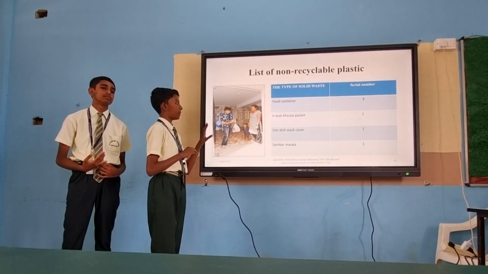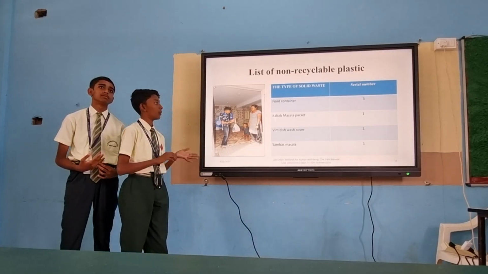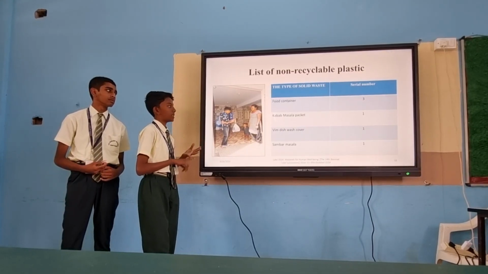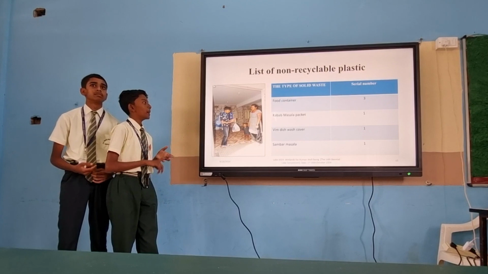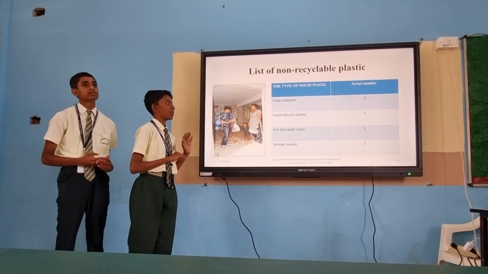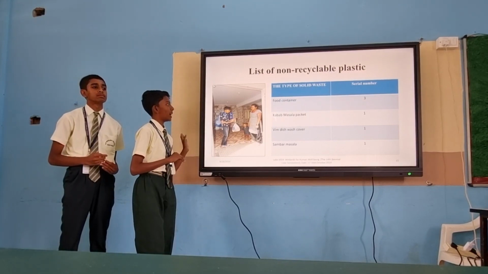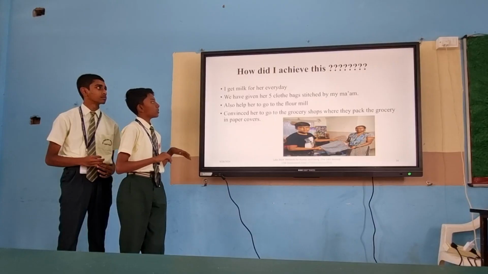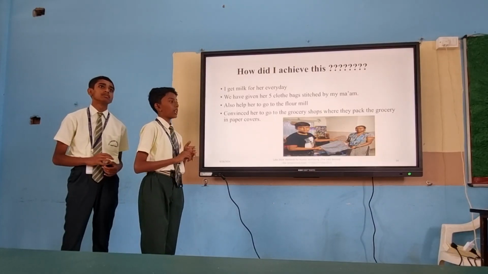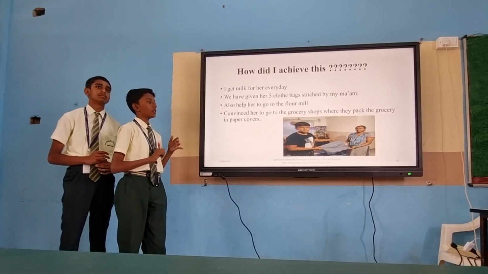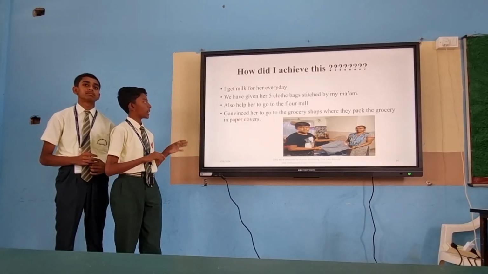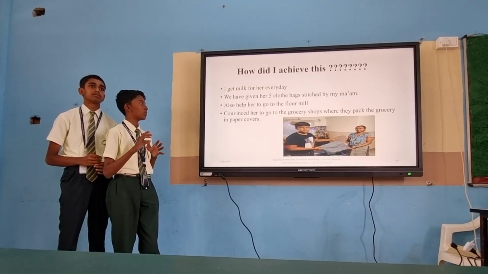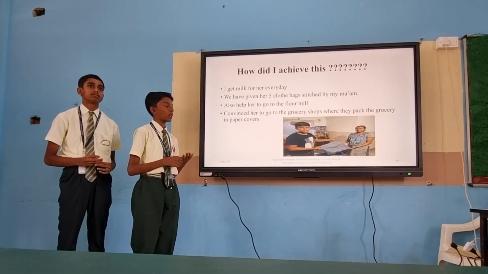We found different masala packets and also food containers. She said that she didn't know how to make the masala and she purchased it. But I failed in convincing her to stop buying outside food. So as I mentioned earlier, this was not an easy task for me. I used to get her milk every day and we also gave her 5 cloth bags and helped her to go to flour mills and bring her groceries.